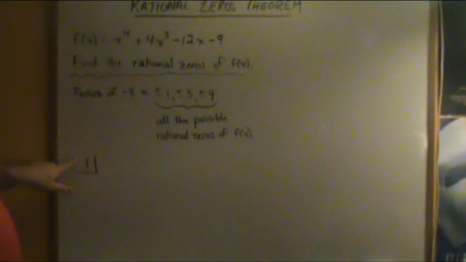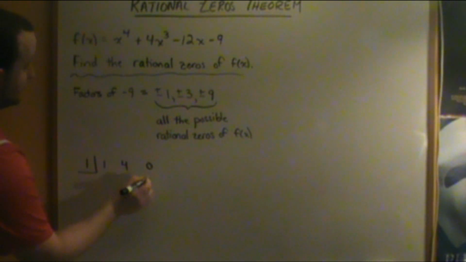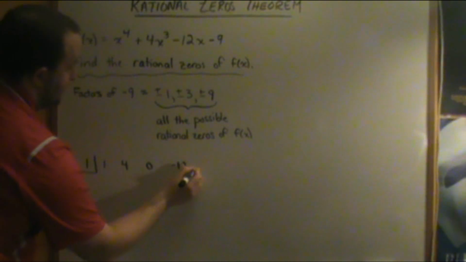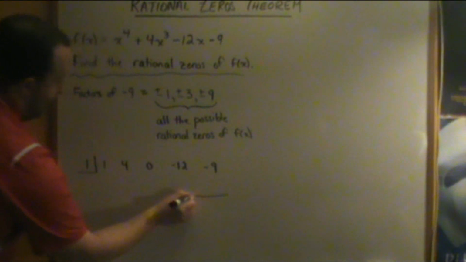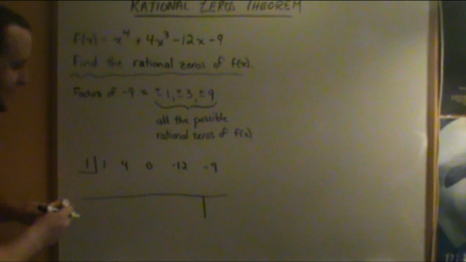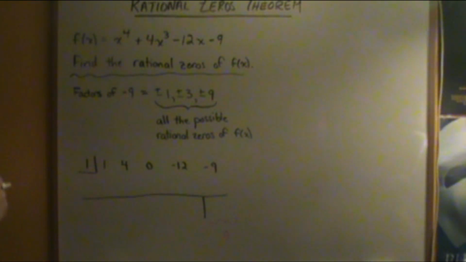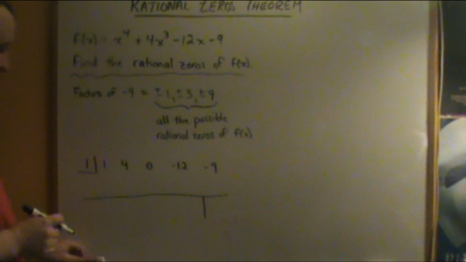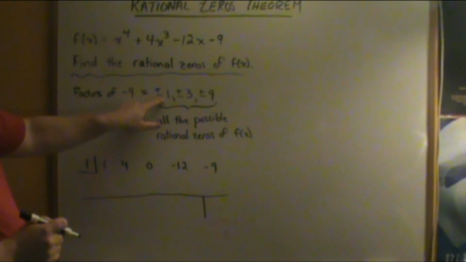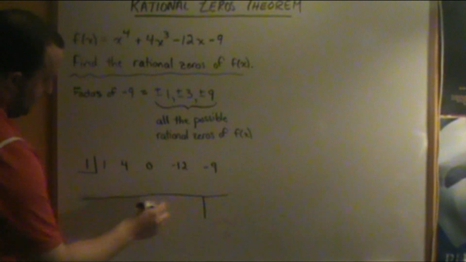We do synthetic division here with positive 1. Write our coefficients. We have positive 1, positive 4, 0, negative 12, and negative 9. And in our remainder slot, we want this to be 0. If we get a remainder of 0, that tells us that root, or that possible value, is a factor. So let's do this synthetic division and hope to get a remainder of 0.